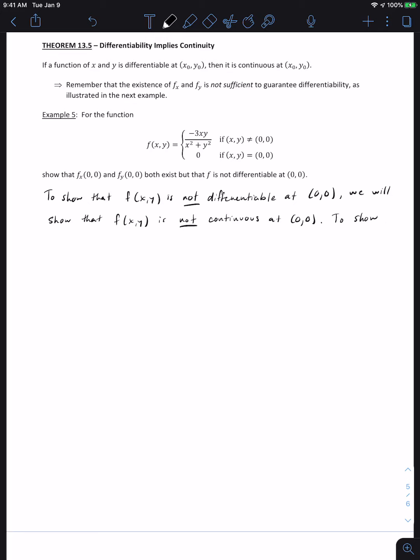To show that f of x, y is not continuous at the point (0, 0), what are we going to do? We will look at values of f of x, y, or outputs, along two different paths.